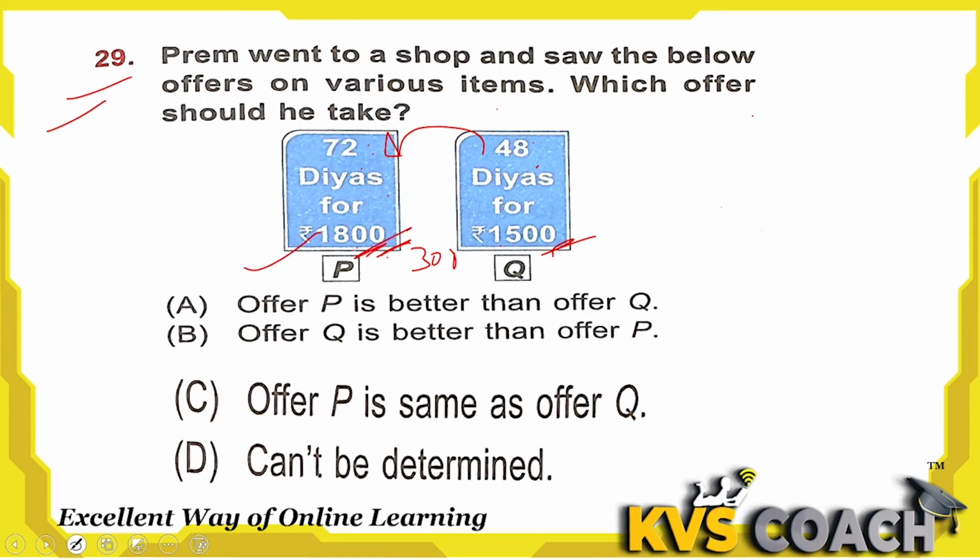Okay, so is offer P better than offer Q, right? Or is offer Q better than offer P? No, P is the better offer. Is offer P the same as offer Q? No, they are different. Can't be determined? No, because the difference is only about 300, but I will be getting almost double the diyas. So A is the right answer here.